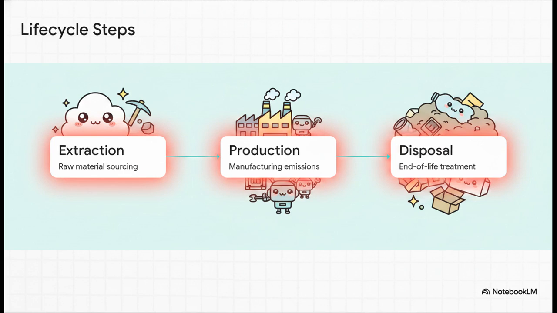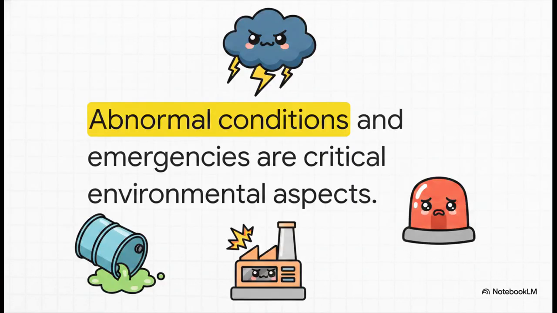You have to trace that entire journey, from the exact moment raw materials are pulled from the earth, straight through your processing, and finally to how the consumer throws it away. But here's where it gets a little tricky. Those glowing indicators we just visualized, they shouldn't just map out normal, highly controlled daily operations. They absolutely must light up for the unexpected stuff too.